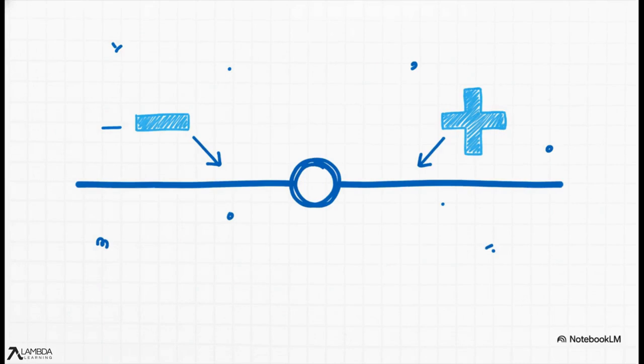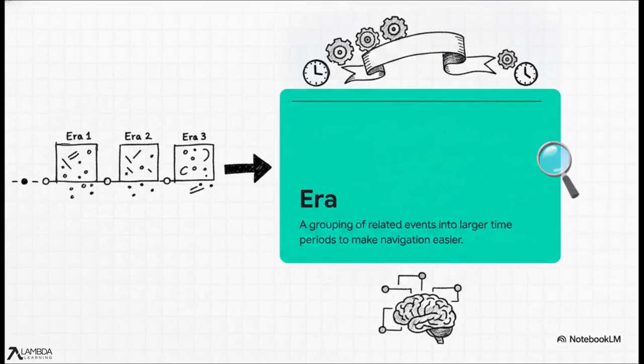Quick pro tip here. If your timeline happens to cover historical dates before the Common Era, you literally just use negative numbers. So 234 BC, that just becomes negative 234. Years in the Common Era, well, they just use your standard positive numbers. Easy peasy.